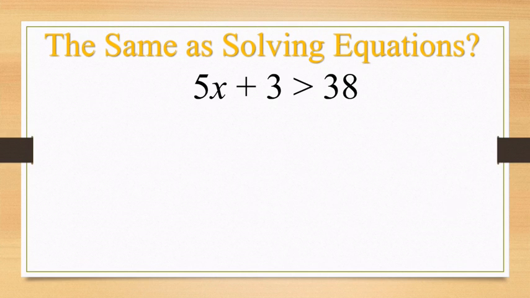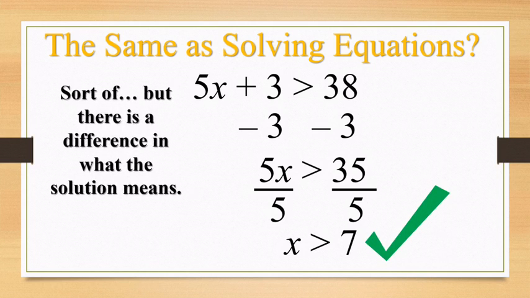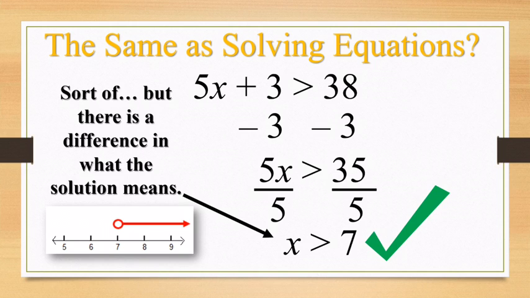To solve this inequality, I would solve it just like an equation. I would subtract 3 from both sides, isolate my variable, and divide by 5 on both sides. That gives me x ≥ 7. So I did all the same steps as if it was an equation, and I got the right solution. There is a difference in what the solution means, though. The solution doesn't mean x is 7. It means x is greater than or equal to 7, which means x can be anything higher than 7, and it would maintain the truth of that original inequality.